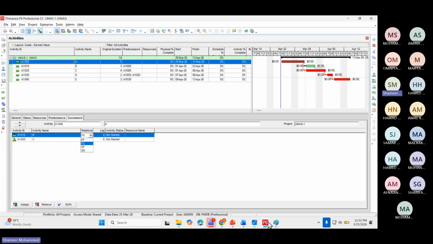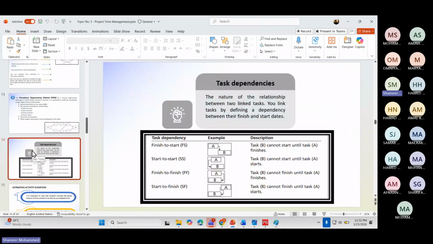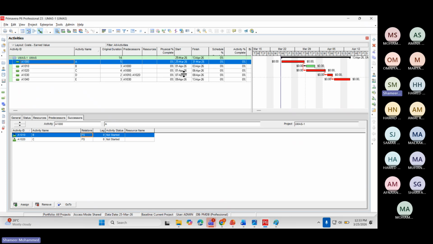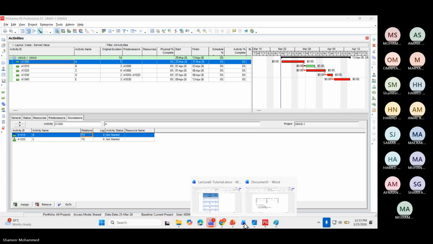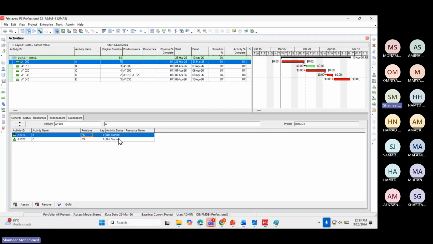FS, I told you this one. These are known as task dependencies. So what type of relationship do you have between task A and task B? Is it finish to start? Is it start to start? Is it finish to finish? Or is it start to finish? So that you can give here. We have already given the number here in the predecessor, this dependency we have given for this project. Likewise, you may sometimes have SF or SS or some other relationship. So you have to choose from here.